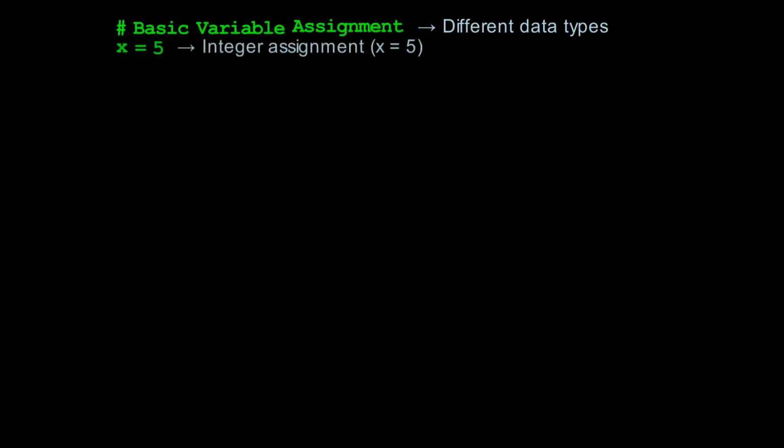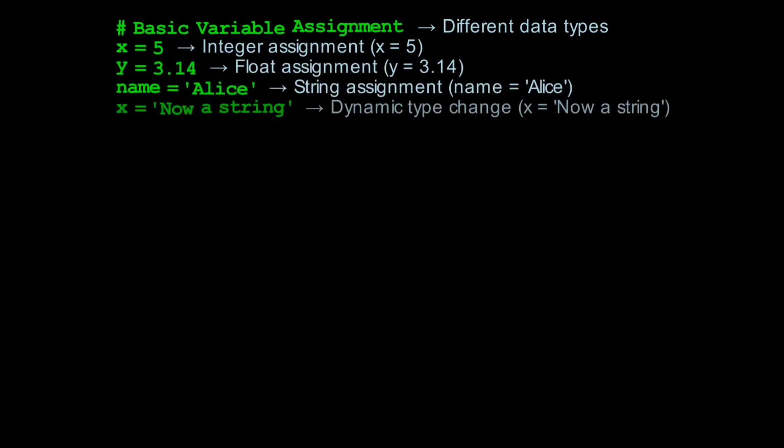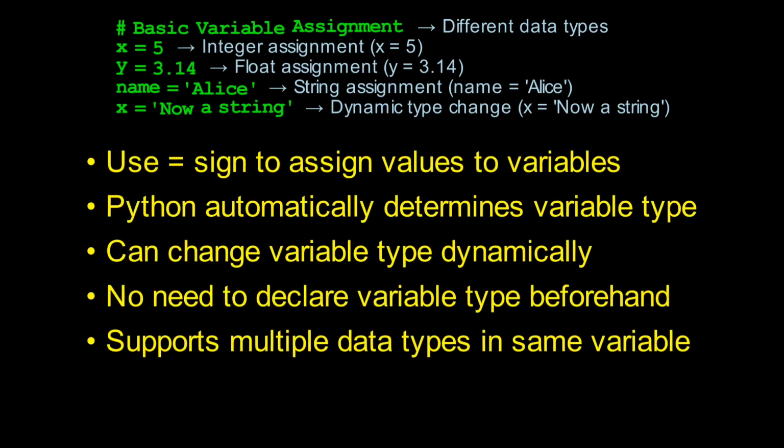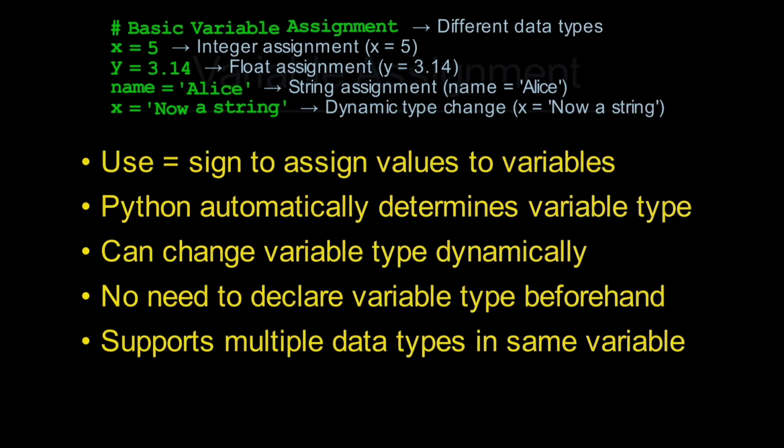Watch how easily we can assign and modify variables. x = 5 creates an integer. y = 3.14 creates a float. name = "Alice" holds a string. And we can even change x to store a different type, that is x is now assigned a string.